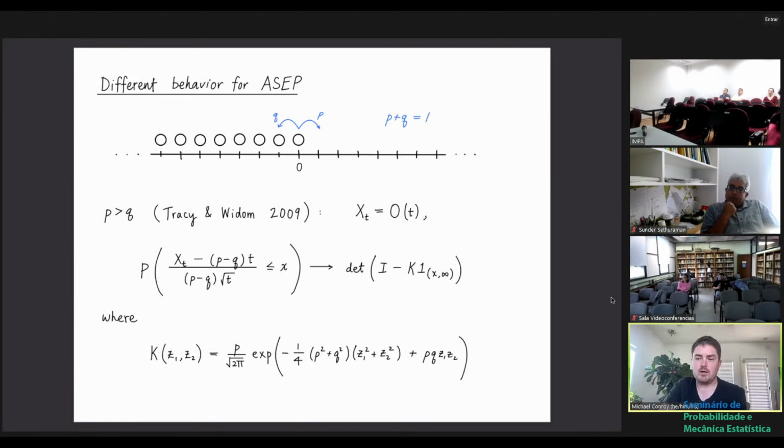I want to make a remark about ASEP. It's known what happens in the ASEP case of the system. The case where there's a bias to the right was done by Tracy and Widom in 2009. In that case, the leading particle is of order t, and they give the limiting distributions in terms of a Fredholm determinant.